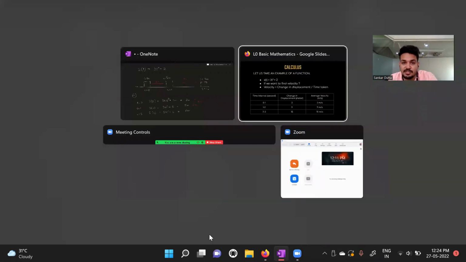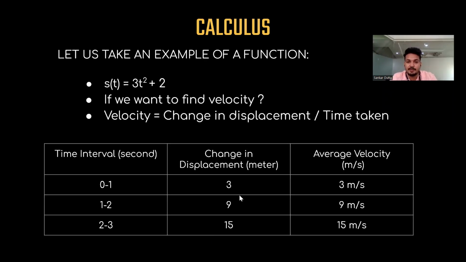So that is the main question here, right? Here I have made a table like this. From 0 to 1 second, the change in displacement is 3 meters and the average velocity is 3 meter per second, right? From 1 to 2, this is 9 meter per second, and from 2 second to 3 second, it is 15 meter per second, right? So simply knowing that velocity is change in displacement upon time will not help us in variable displacement, because we cannot apply this.